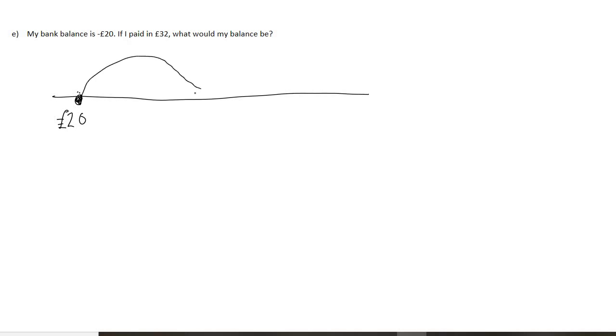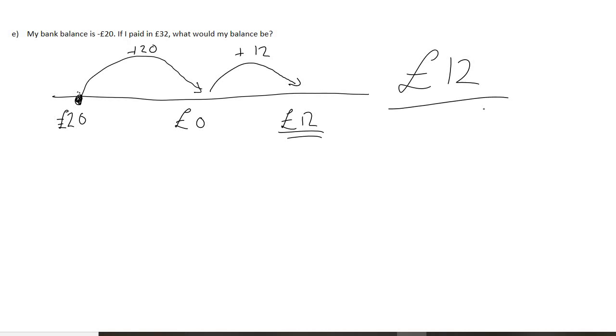So again, I'm going to split it over 0. I'm going to add on 20 to get me to £0. And then how many more pounds do I need to add on to get me up to 32? Well, it's £12 more. 20 add 12 gives me 32. So I'm going to be sitting here with £12. That's how we can do trickier sums with an open number line. So £12 is my answer there.